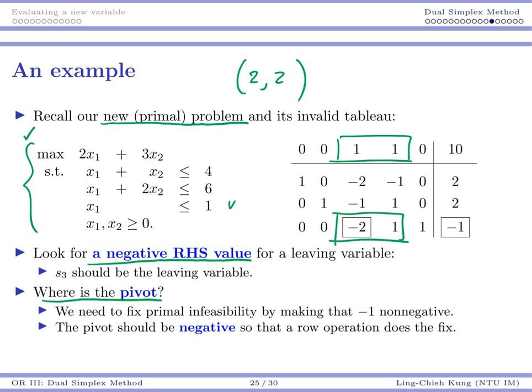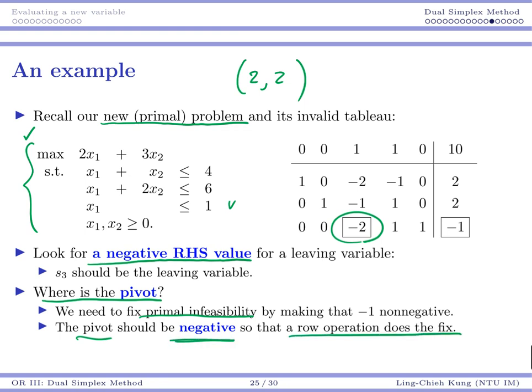Among those non-basic variables, we choose one to be the entering one. Here, because we want to fix primal infeasibility, very naturally, what we will choose is this one, -2. The pivot must be a negative number so that when we do a row operation, we're going to flip the sign for the third constraint in this example. And that's going to make -1 become positive.